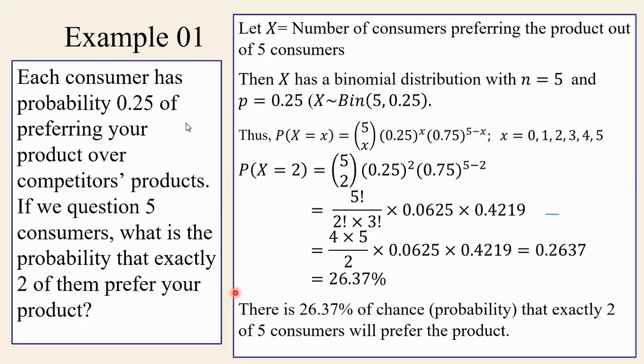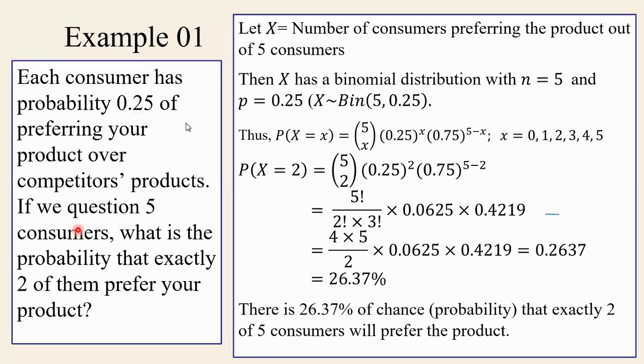And its mean is defined by n times p, and the variance is defined by npq. Now here we are taking example 1. Each consumer has a probability of 0.25 of preferring your product over the competitors' products. That is, the probability of preferring a particular product over the competitor's product is 0.25.